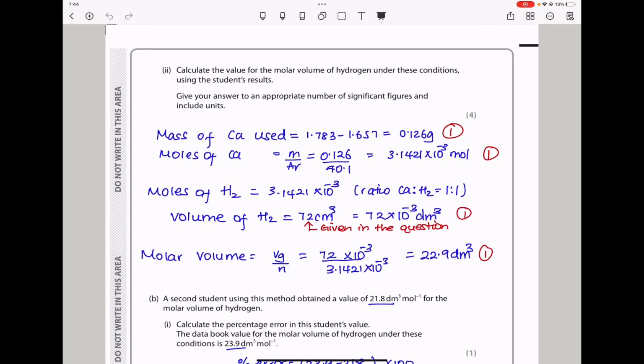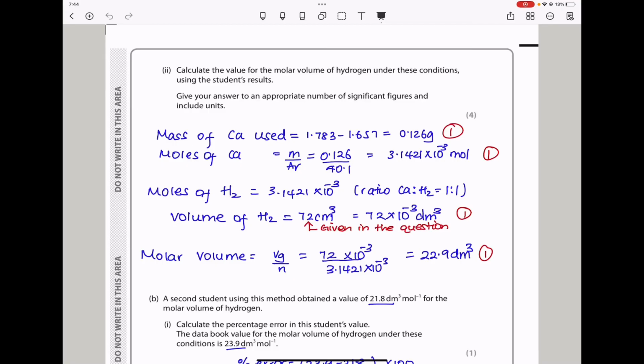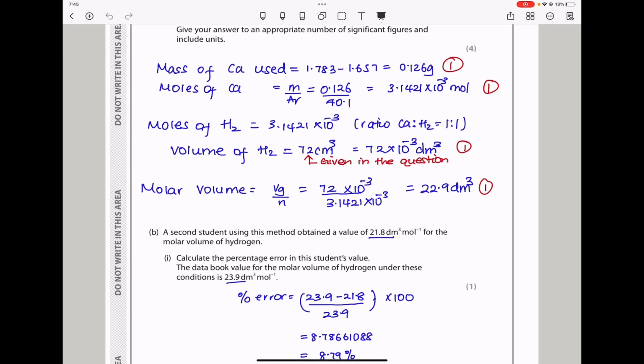Based on the equation from the previous page, the mole ratio of calcium to hydrogen is 1:1, so they have equal number of moles. And here they gave us that the volume is 72 centimeters cubed, so I converted that to decimeters cubed by dividing by 1000. And finally, I used the molar gas volume, which is going to be volume of gas divided by number of moles. So this divided by that gave me 22.9 decimeters cubed as my volume.